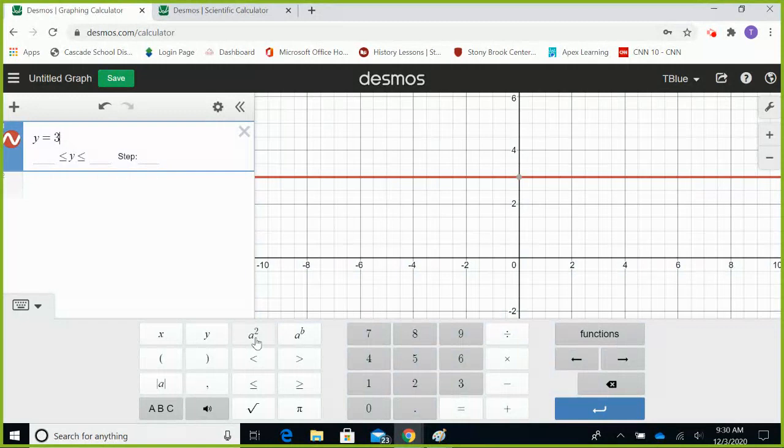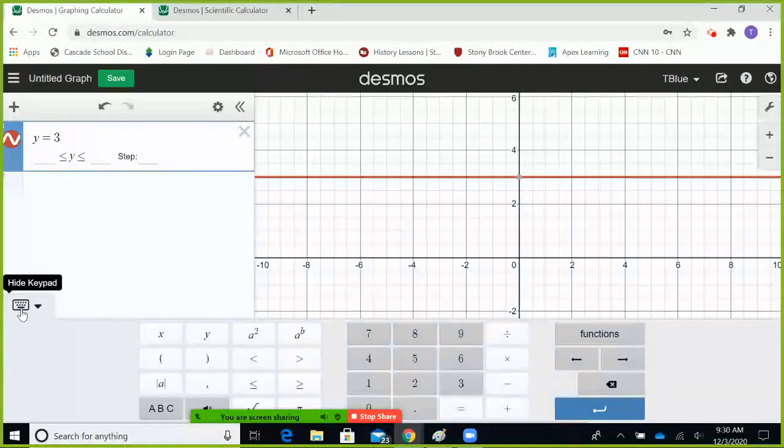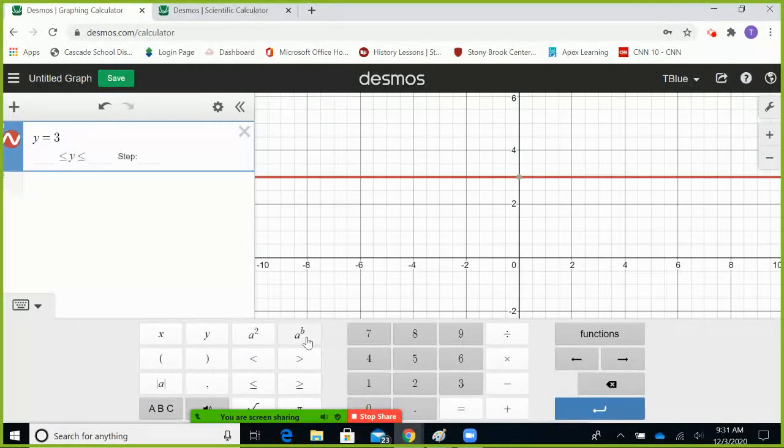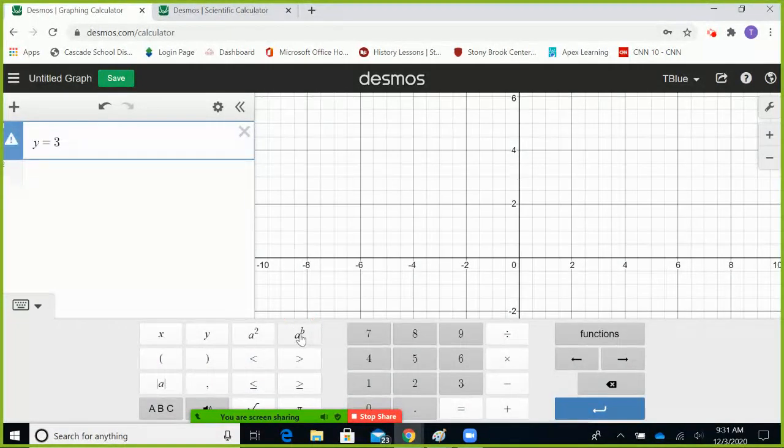If you open up your Desmos calculator, in the lower left-hand corner there's this little keyboard. If you open up the keyboard, it will have a little A squared button. If you hit that A squared button, oops, that gives me squared. I don't want squared. If you do A to the B power, you can put whatever you want up there.